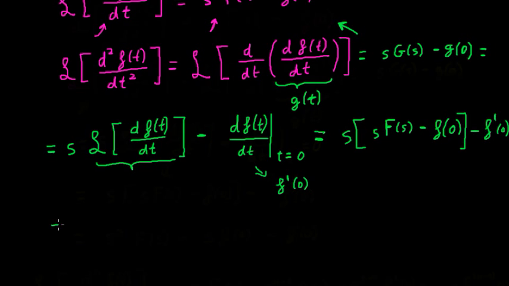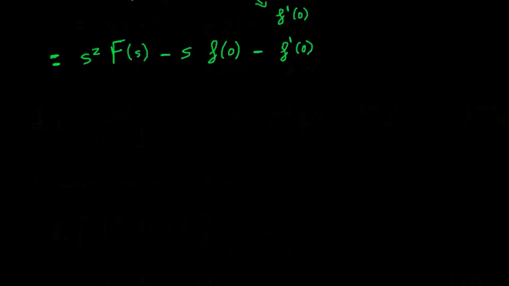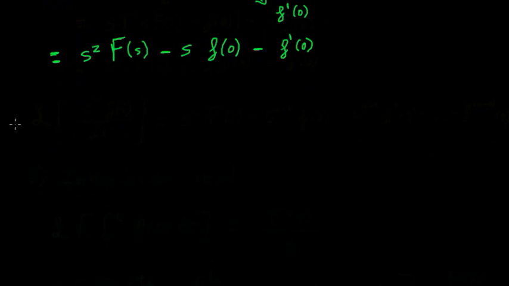So finally, the Laplace transform of the second derivative of f of t is equal to s squared times the Laplace transform of f, minus s times the function evaluated at 0, minus the derivative of the function, the first derivative, evaluated at 0. So if we continue with this process until the nth derivative, we get a general expression.